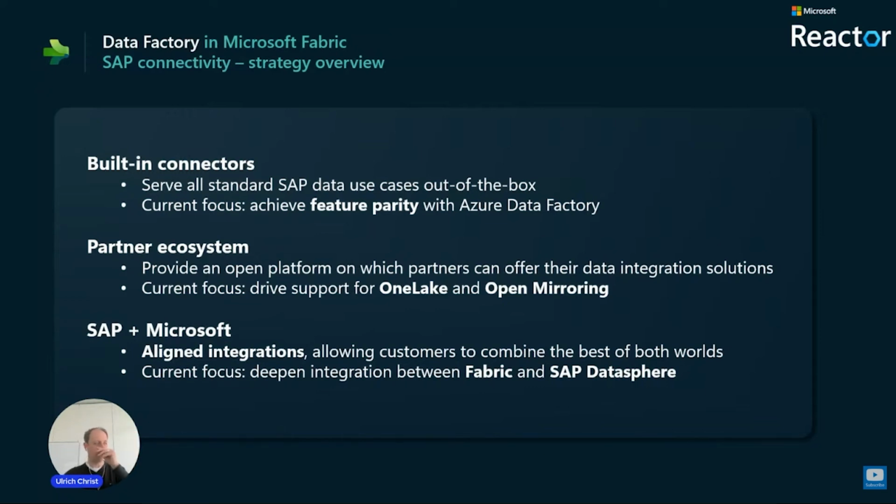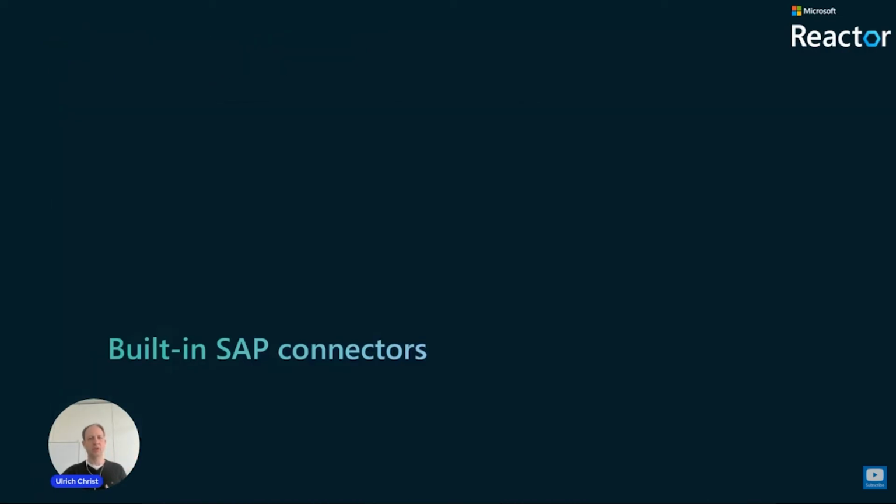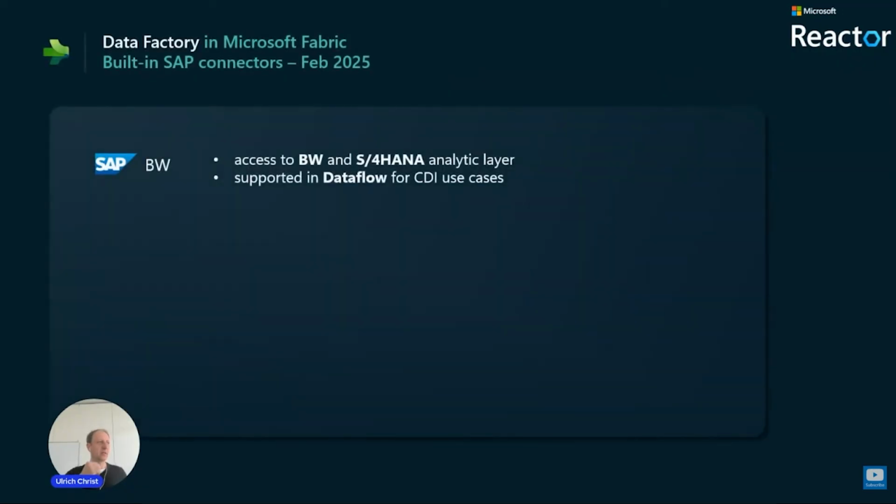So that's the high-level theme. 3 main pillars. Think of building connectivity, partners, and of course, alignment with SAP strategy. That's what you should always have in mind when it comes to understanding our SAP strategy. Now, let's have a look at the first pillar, the built-in SAP connectors. Where are we at the moment?